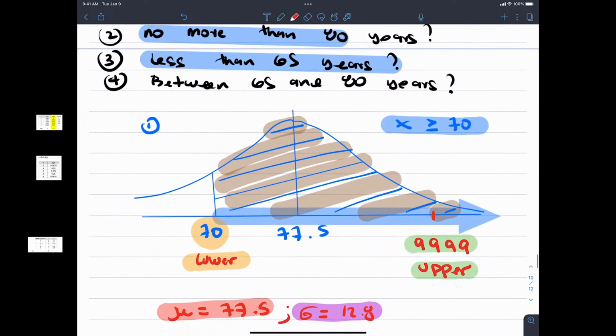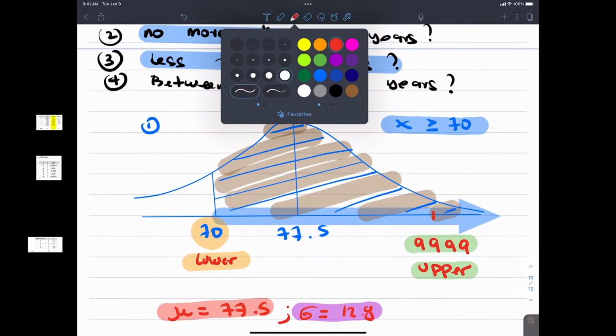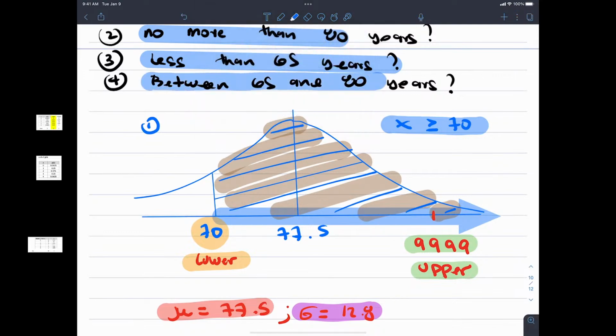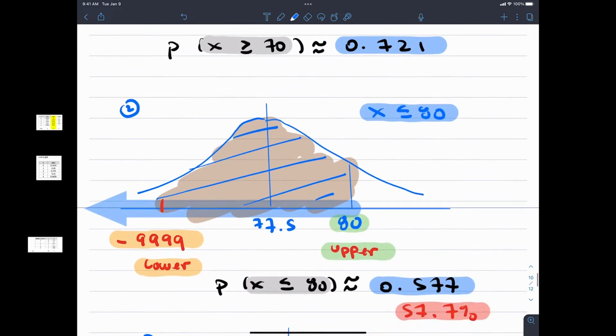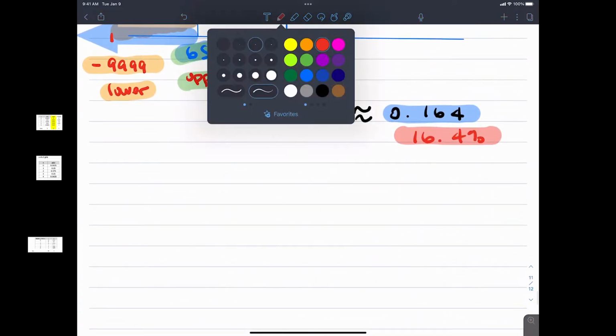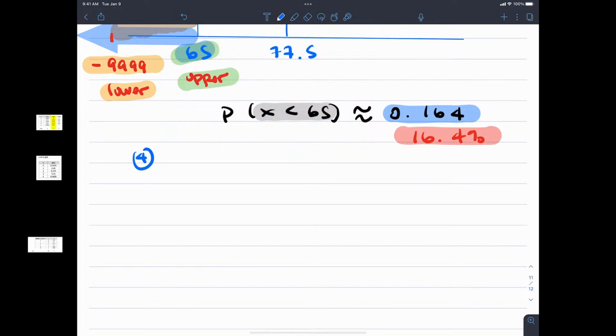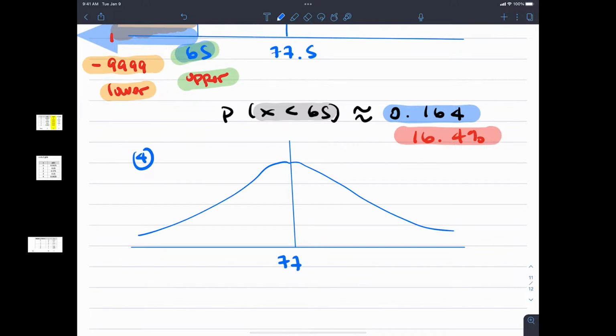All right, number 4, between 65 and 80. You guys know this question, right? Remember this one? That's the between 65 and 80. So number 4. So where is this between 65 and 80? In the middle, is that right?